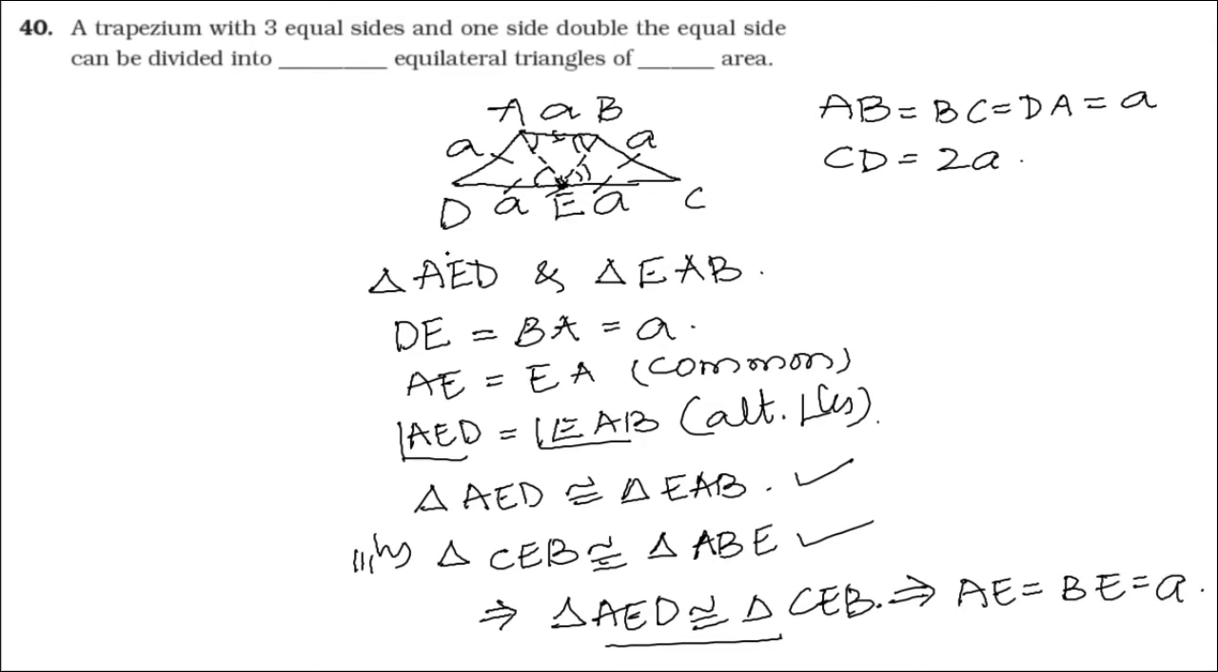From this, we can say that there is an equilateral triangle formed over here. This is also equilateral and this is equilateral. So it means that there will be three equilateral triangles, and whenever the triangles are equilateral having the same side, their areas will be equal. They will be having equal area.